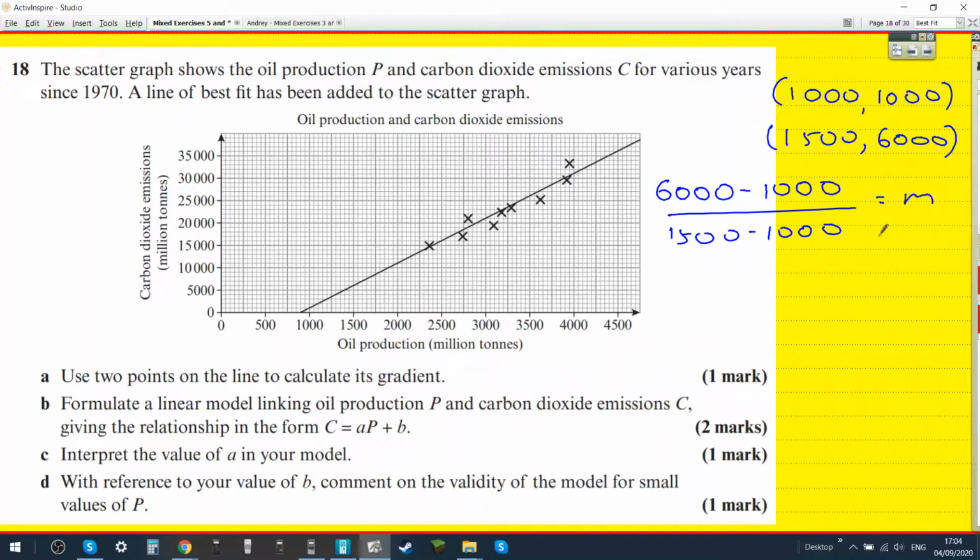I got 10. Equals 10. Okay. B. From my annual.